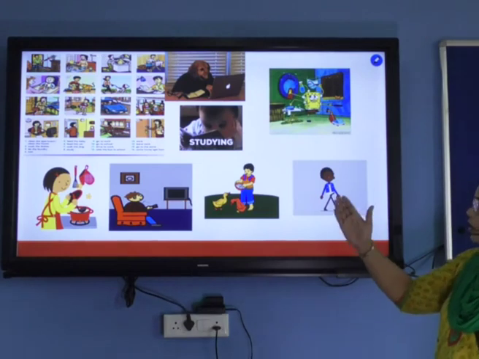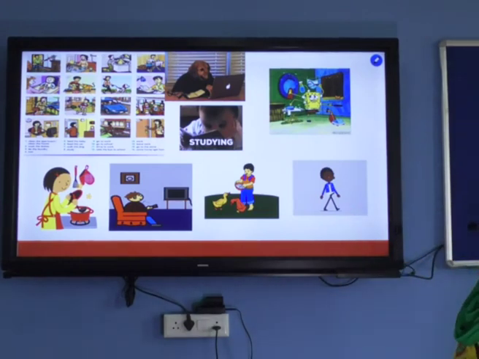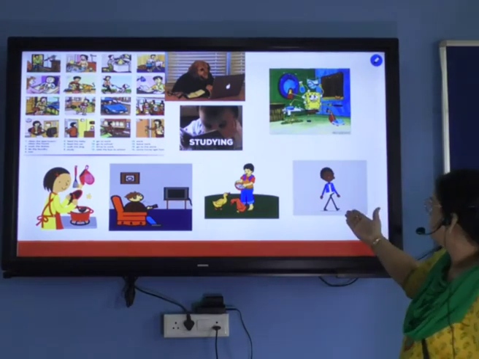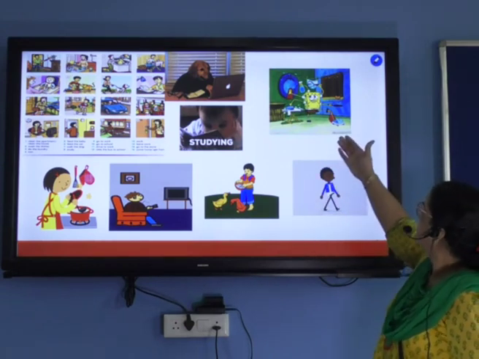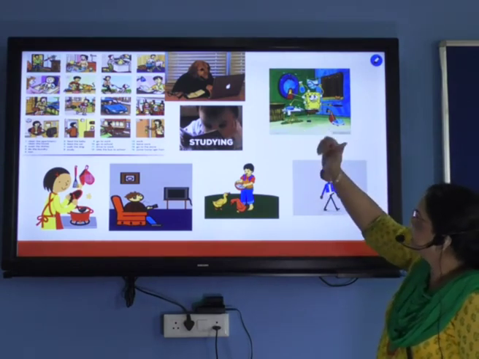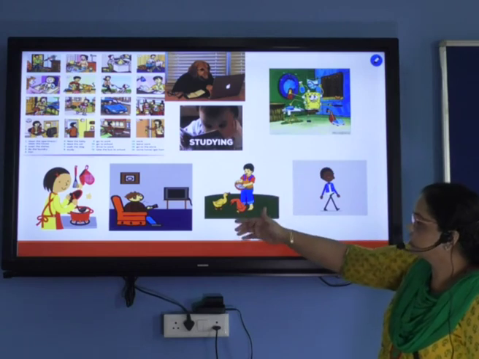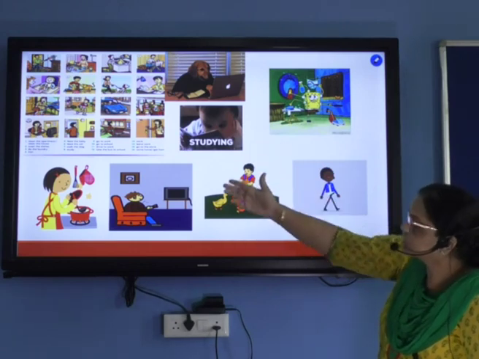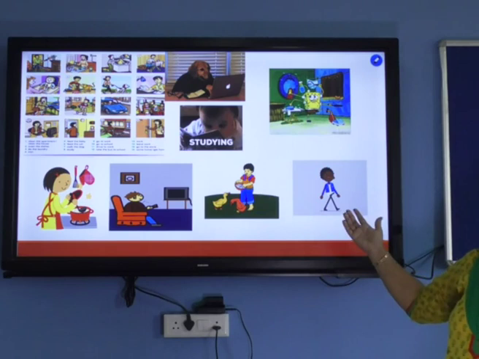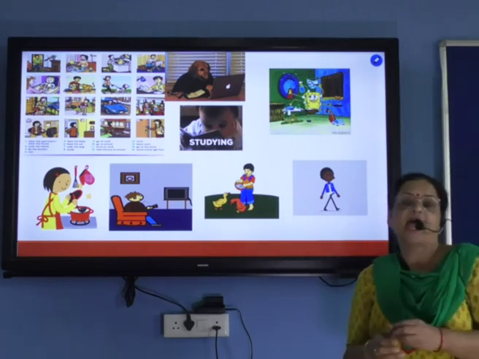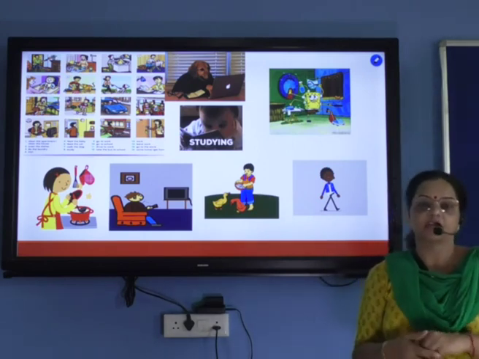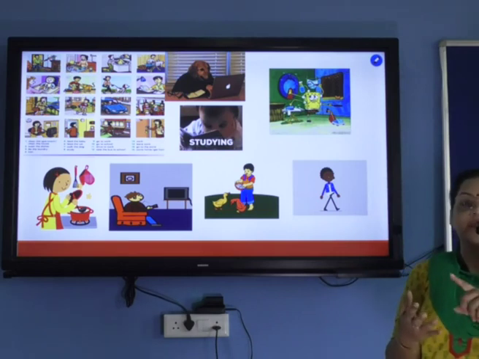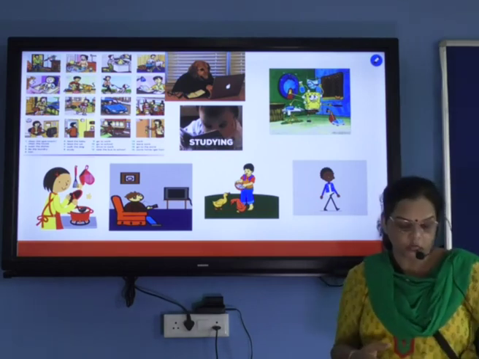Okay, now there are lots of action verbs here. You can see them. Walk, feed, clean, read, study, watch. Okay, so you can make lots of sentences with basic structures, and if you learn these basic structures, you can improve your writing, you can improve your spoken skills also.